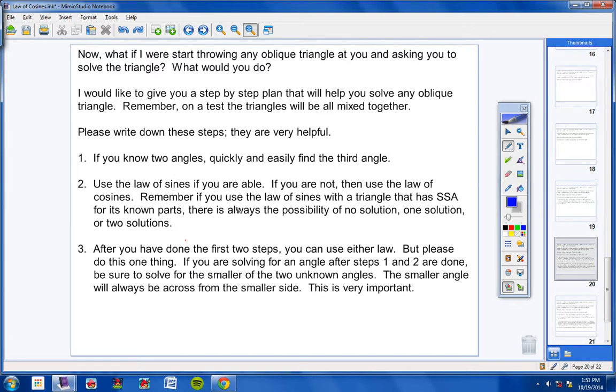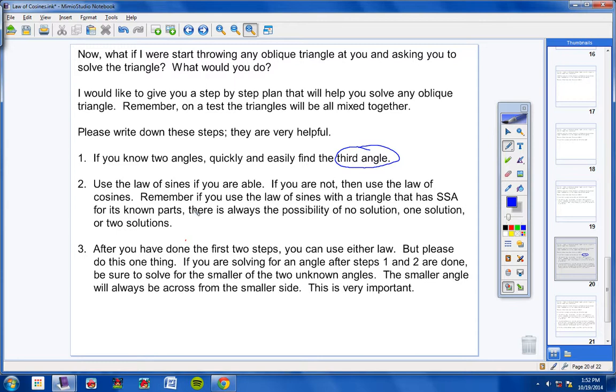Okay, here we go. If you know two angles, quickly and easily find the third angle. That's common sense, okay? Use the law of sines if you're able. So if you have a pair, always use the law of sines first. However, if you're not able to, then use the law of cosines.